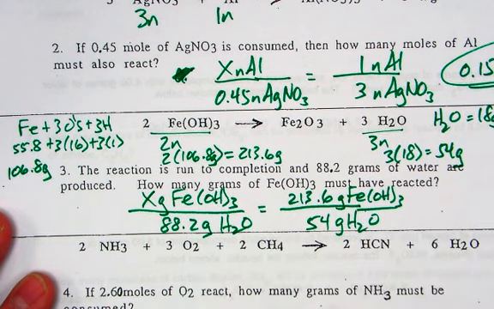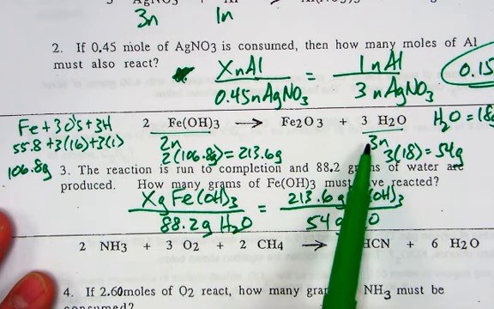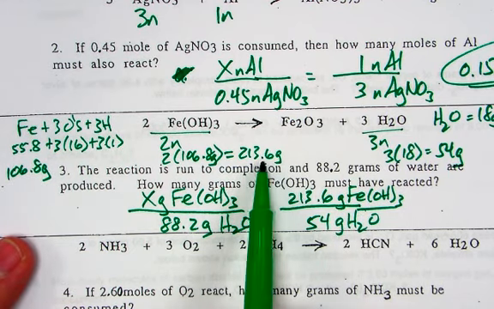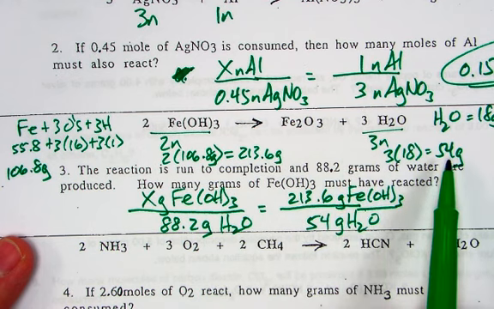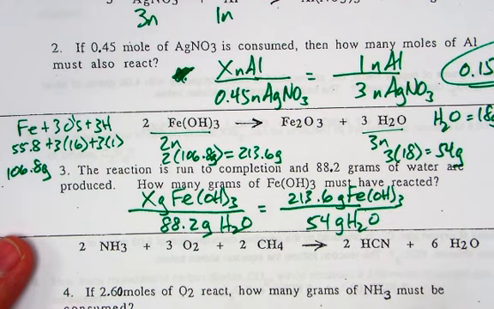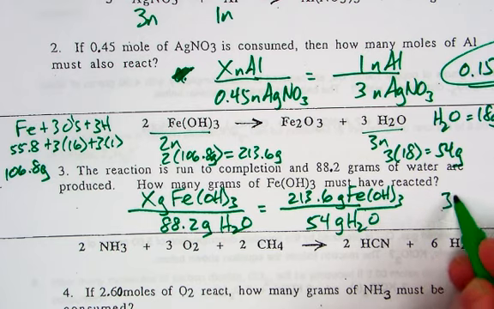What we really said is that we know from the equation you need 2 moles of FeOH3 and you will make 3 moles of water. If I wanted to measure out all my ingredients and do the recipe exactly as it's written, I would measure out 213.6 grams of FeOH3, and then I would make 54 grams of water. That's how I can compare these two very simply. So now I'm going to take 213.6 times 88.2 divided by 54, and I get about 349 grams of FeOH3.